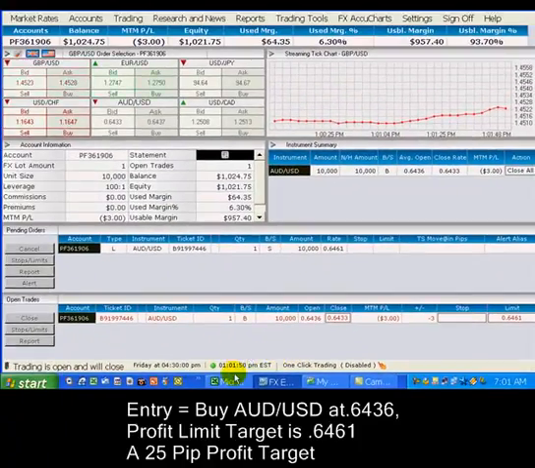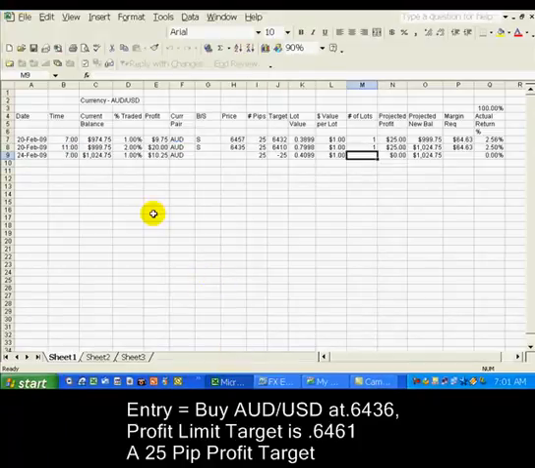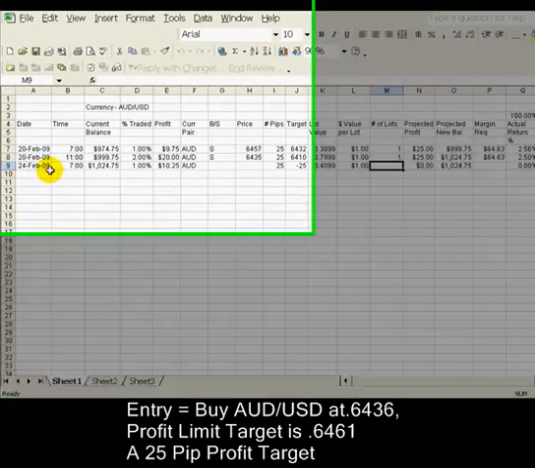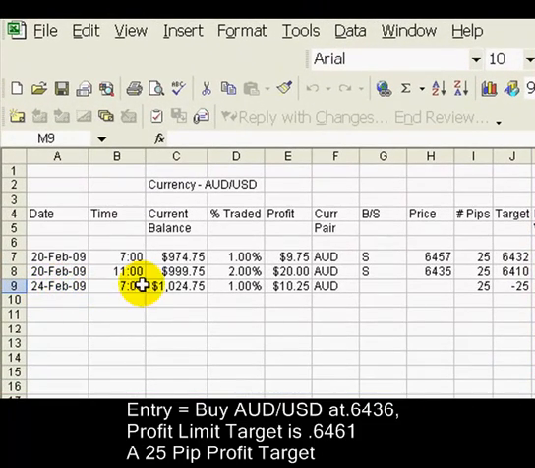I want to go to the spreadsheet here. On the spreadsheet, it's the 24th of February, 7 o'clock in the morning. There is our current balance, on the chart, on our trade station.